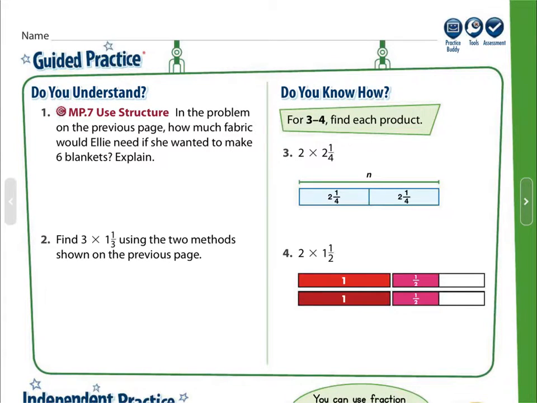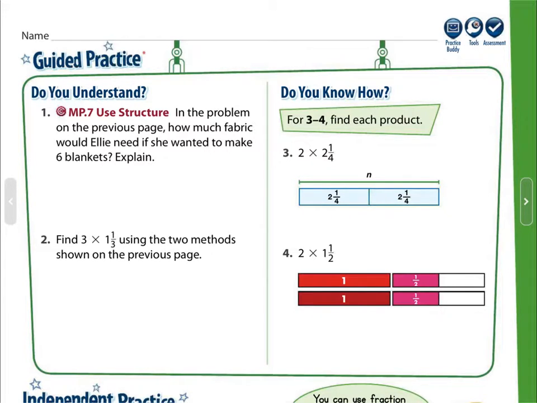All right, boys and girls, we are at our guided practice. You need to make sure that you're laser focused and ready to solve the problems and catching on to the steps, because the key is to make sure that you understand the steps. Everything we're doing you know how to do. You know how to multiply whole numbers and you know how to multiply fractions, so we just need to get the steps down in order to combine those two things that we already know. So number 1 is using structure, and piece 7. In the problem on the previous page, so that was working with our buckets.